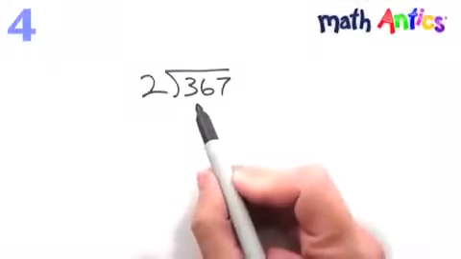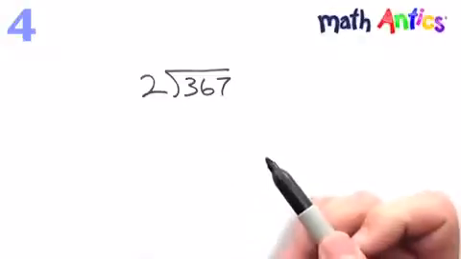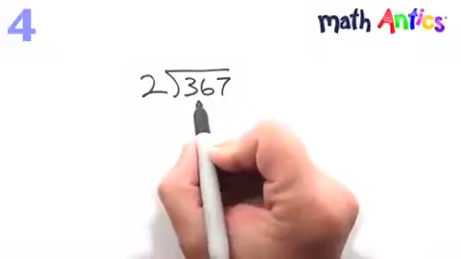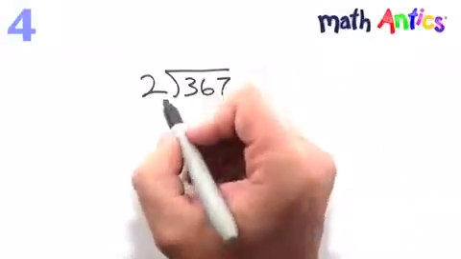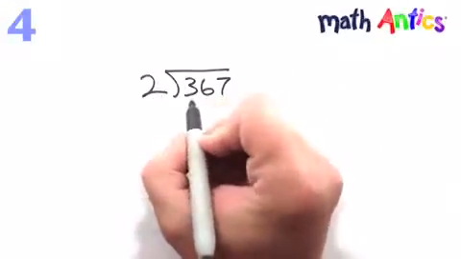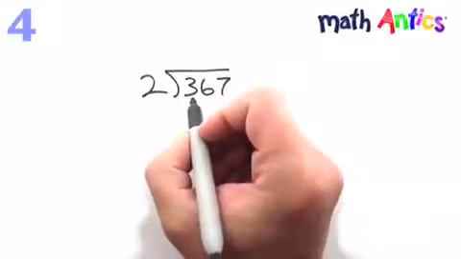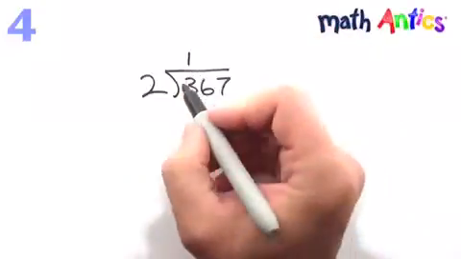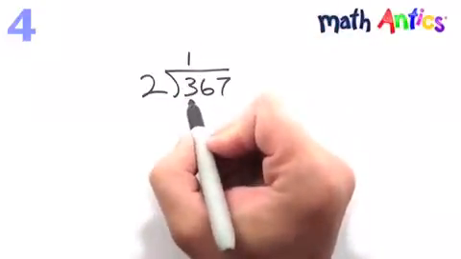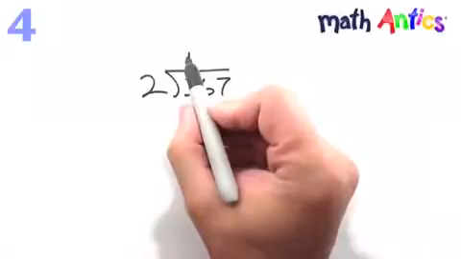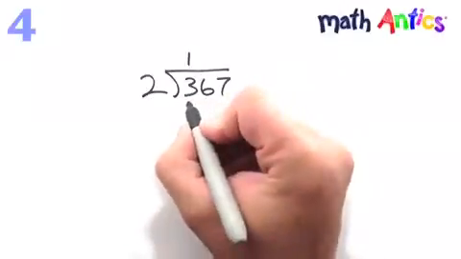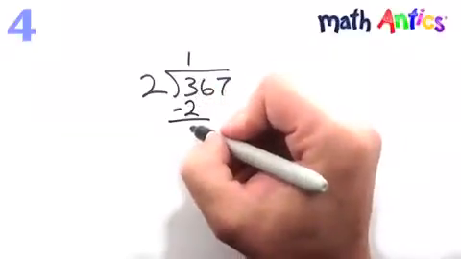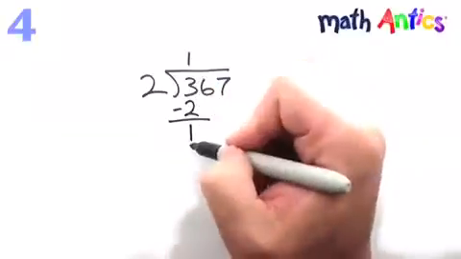Here we have 367 divided by 2. And we'll take it digit by digit, starting with the digit on the left and moving right. So we ask, how many 2's does it take to make 3, or almost 3? Well, only one 2 can fit in 3. So we put a 1 above the 3, and then we multiply 1 times 2, and we put it underneath the 3 and subtract it. 3 minus 2 equals 1.